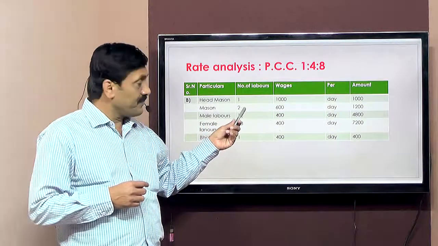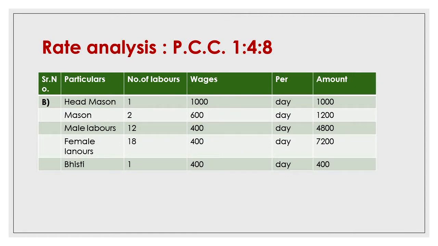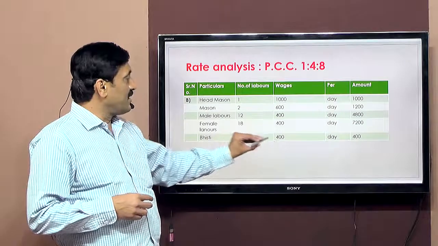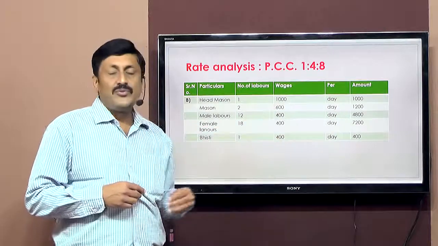Two masons are there, the daily wage is 600. Since there are two masons, 600 into 2 comes to 1200. Then 12 male laborers are required. Each male laborer's daily wage is 400, so 12 into 400 comes to 4800. Female laborers, 18 is the quantity required, daily wage is 400, so 18 into 400 comes to 7200. And Bhisti 1, 400 per day, it comes to 400.